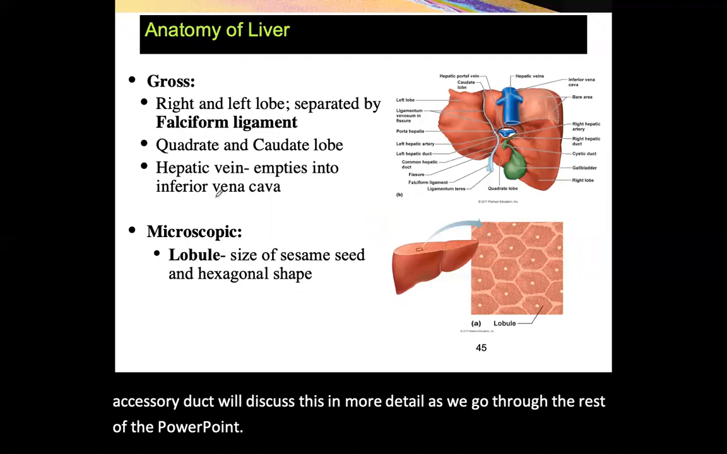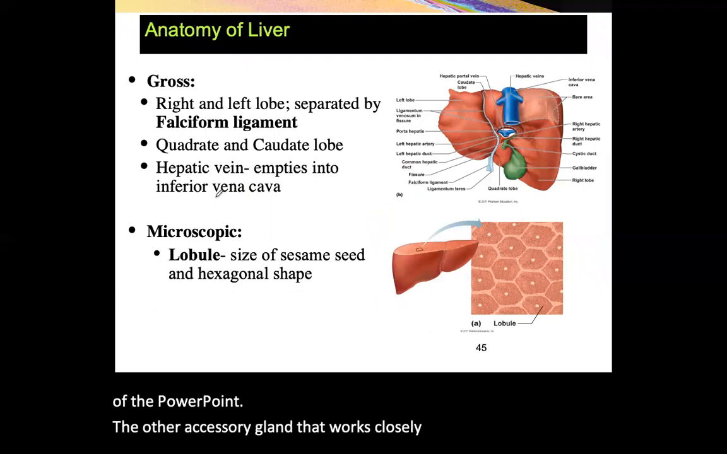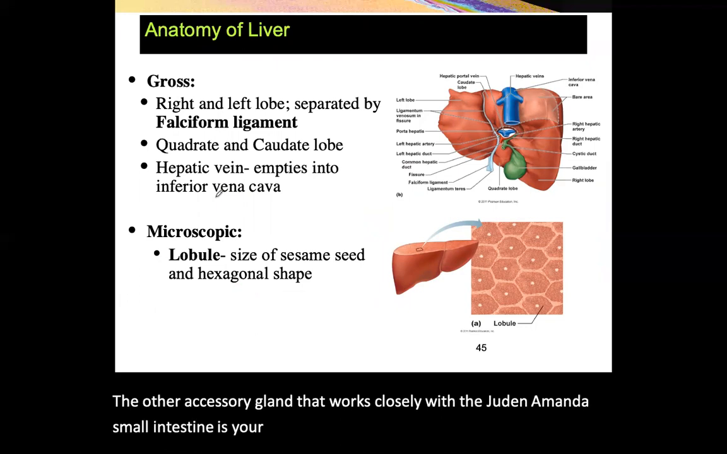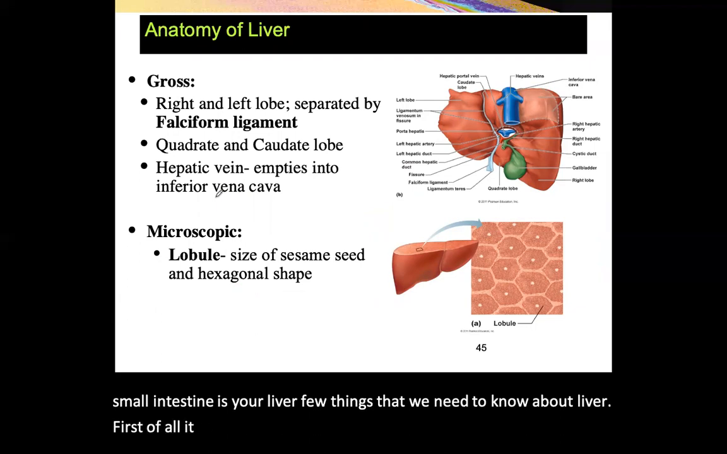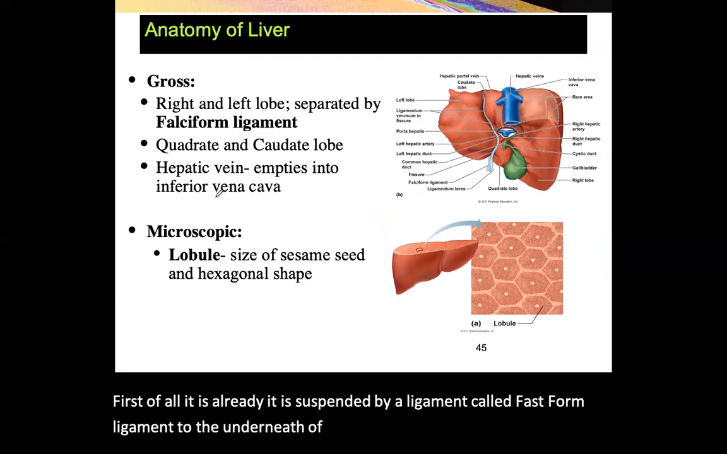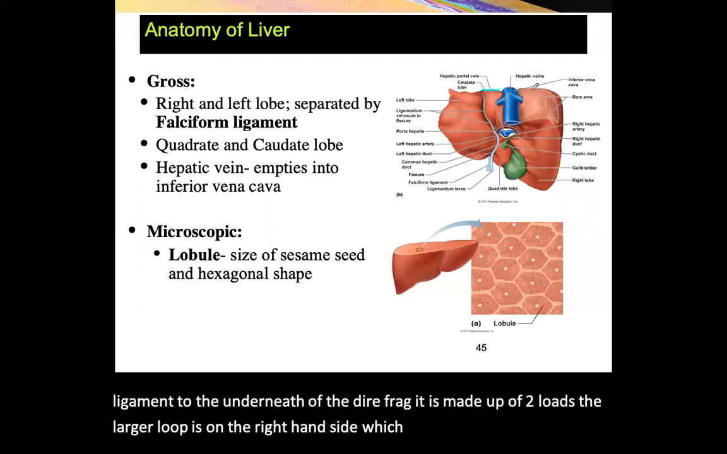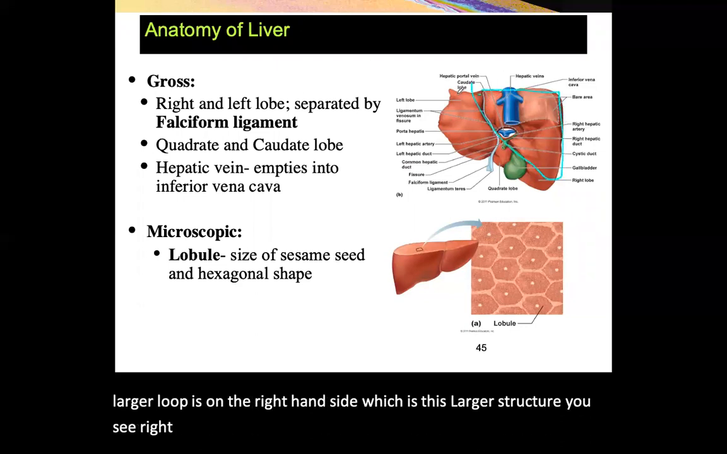The other accessory gland that works closely with the duodenum and the small intestine is your liver. A few things that we need to know about the liver. First of all, it is suspended by a ligament called the falciform ligament to the underneath of the diaphragm. It is made up of two lobes. The larger lobe is on the right-hand side, which is this larger structure you see right here. And then the smaller lobe, which is the left lobe, is pointing toward the stomach.